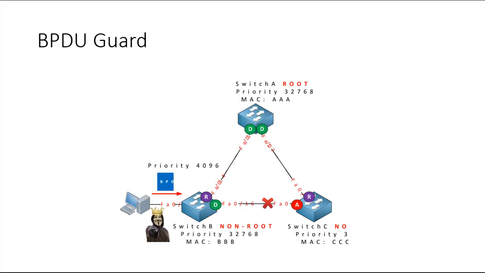Okay, next we will discuss BPDU guard. Previously loop guard is done, and next we will cover BPDU guard. In this topology, by default spanning tree will send and receive BPDUs on all interfaces, right? We have a computer on the FA0/2 interface on switch B. Yeah, this computer.